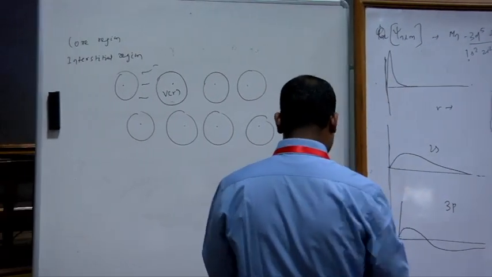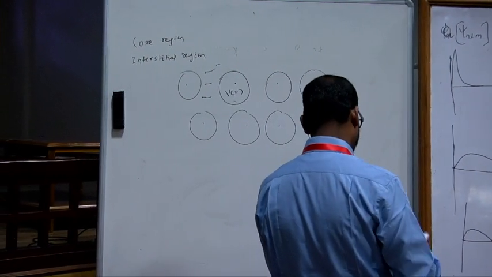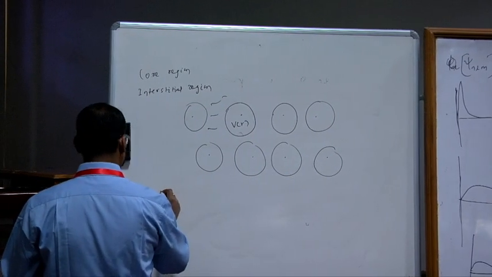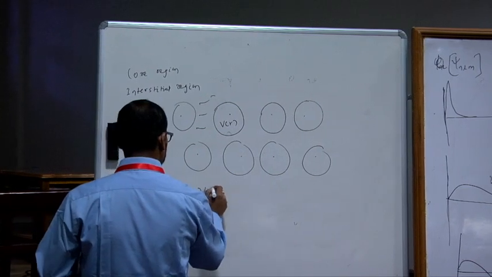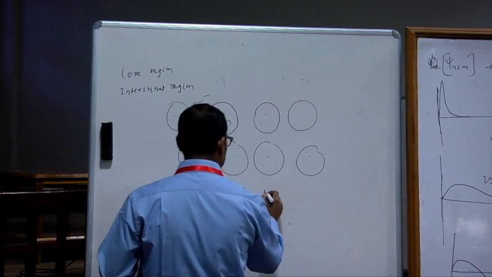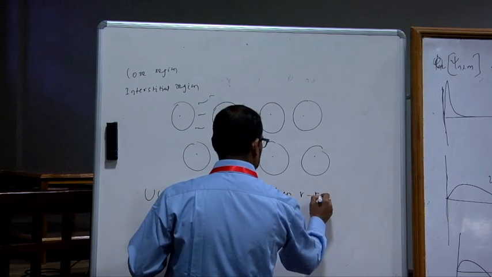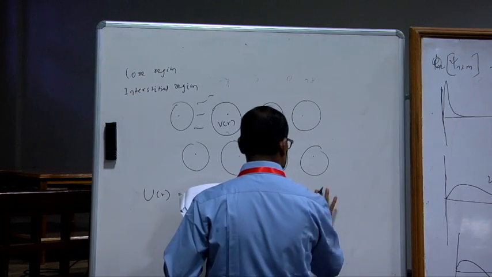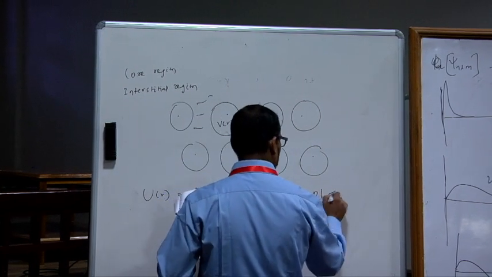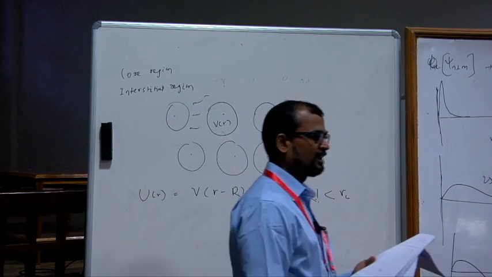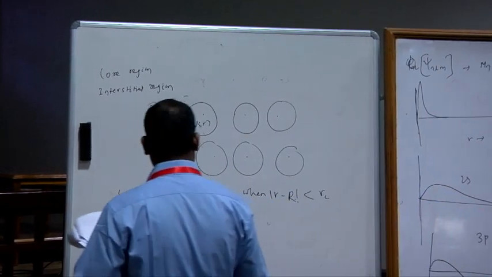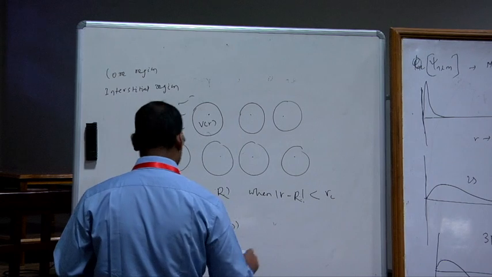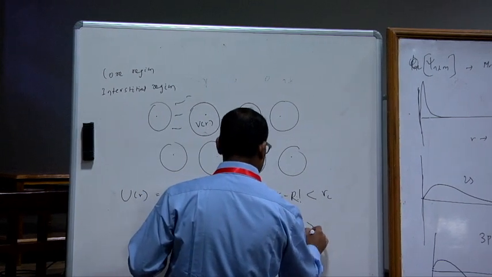Okay? So in that sense, mathematically I will define this region into two parts. Your U(r) is equal to V(r minus R) when r minus R, where R is the atomic size, is less than some cutoff radius Rc. Then it's equal to some flat, constant kind of value when it is in the interstitial.